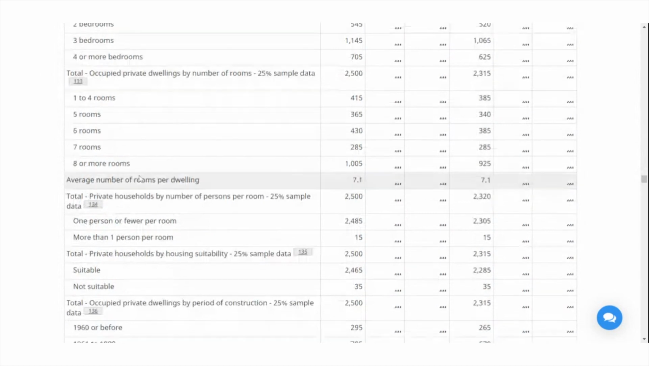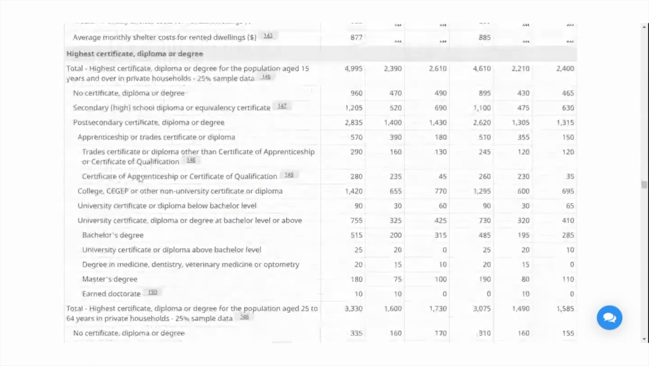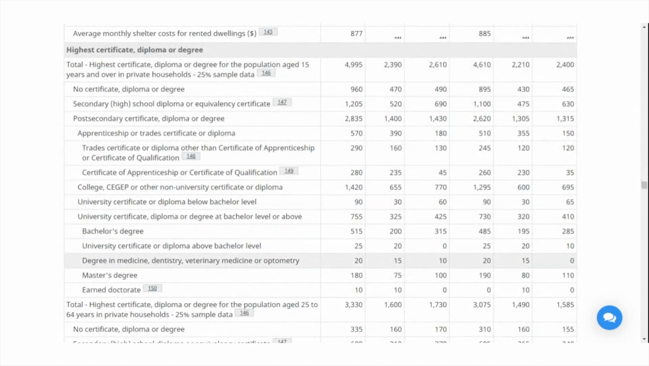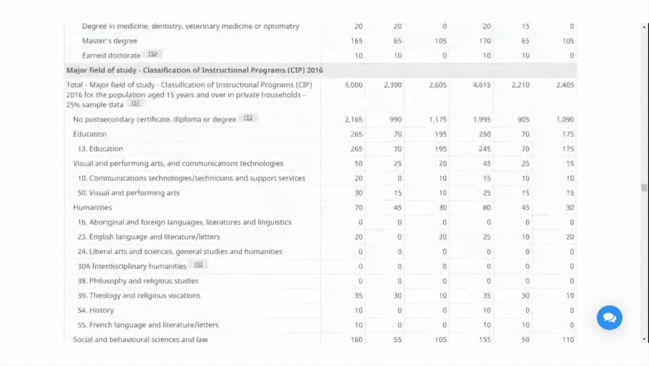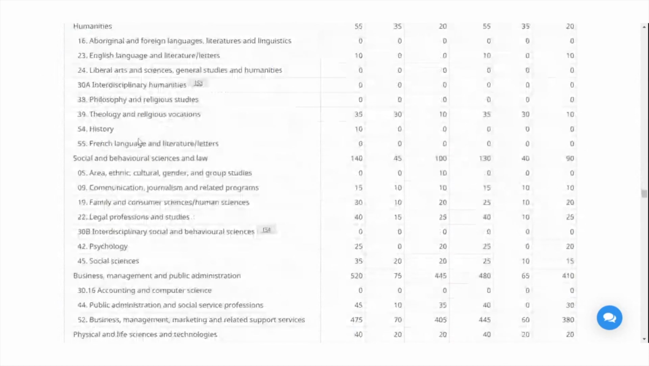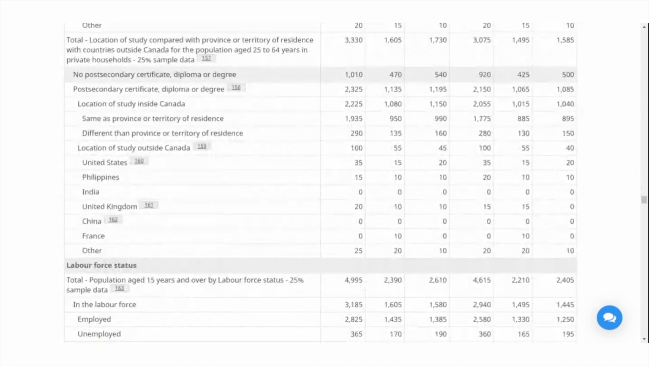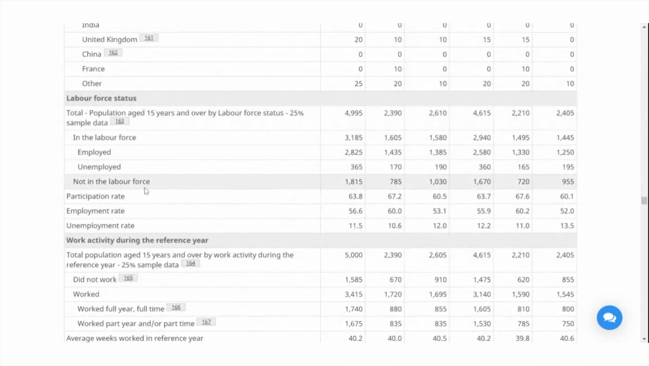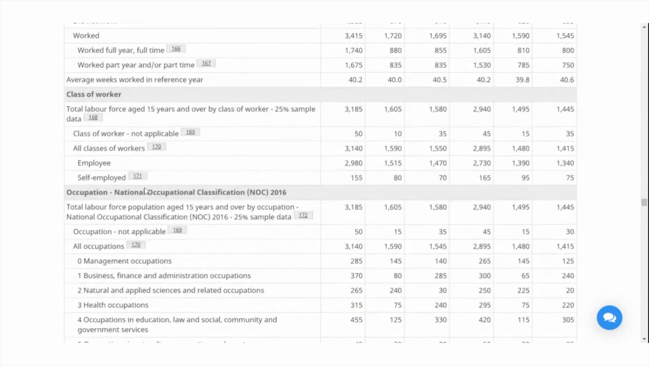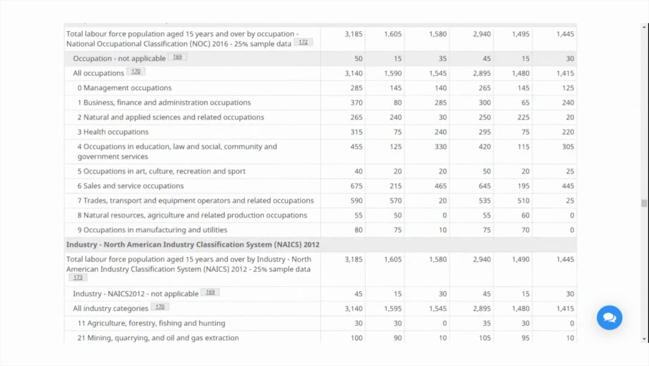Household characteristics, which is important. Education level. Major. Location of study. Labor force status, whether they're employed or not.